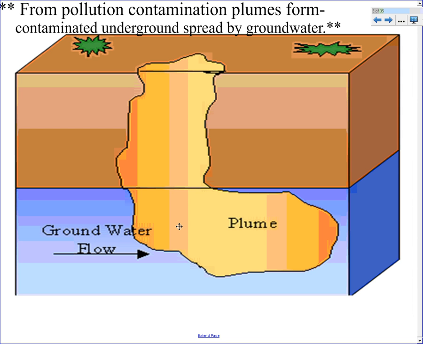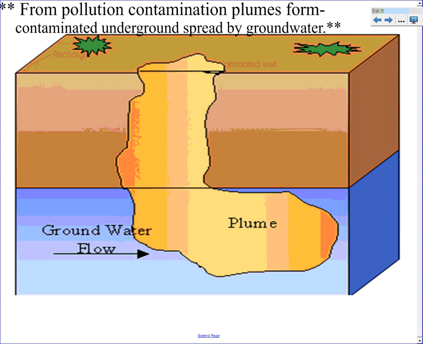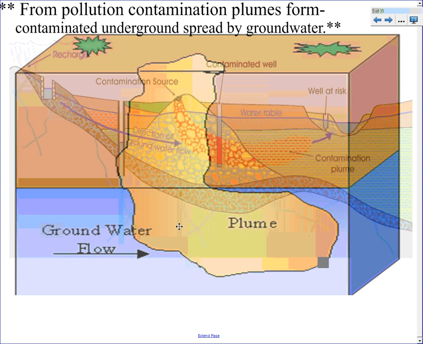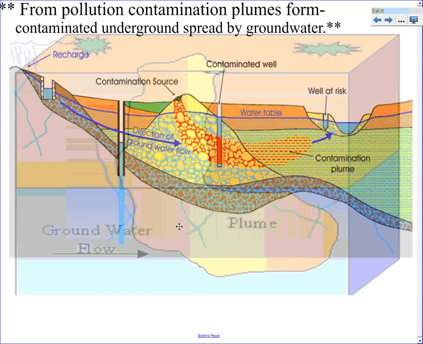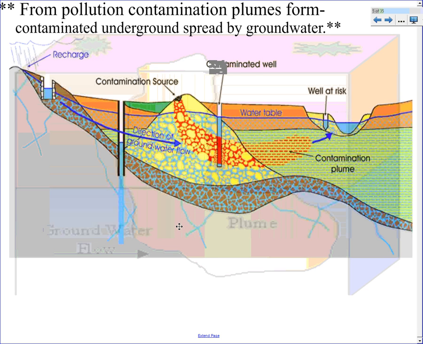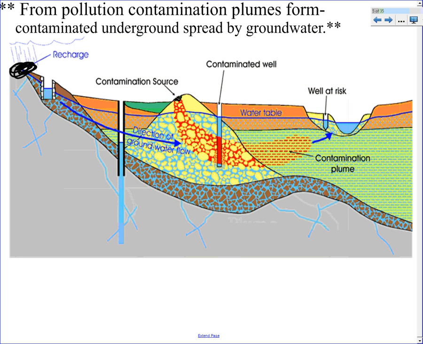Okay, so from pollution, we get some things called contamination plumes. And these are formed when contaminated underground water spreads by groundwater. So for instance, in this area up here, at the very top is where we would have some pollution. This is our recharge zone.